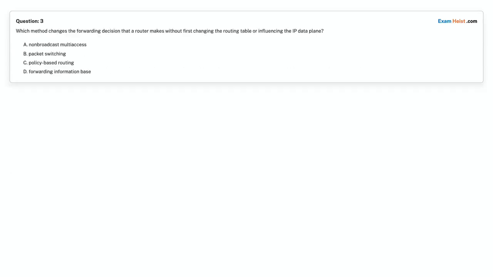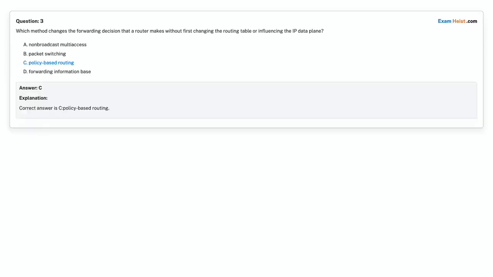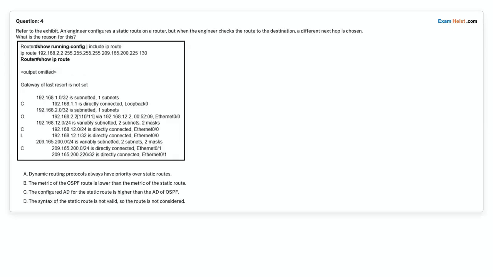Question 3. Which method changes the forwarding decision that a router makes without first changing the routing table or influencing the IP data plane? Option A. Non-broadcast multi-access. Option B. Packet switching. Option C. Policy-based routing. Option D. Forwarding information base. Choose the correct answer. Correct answer is Option C. Policy-based routing.